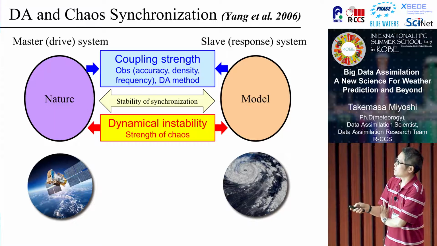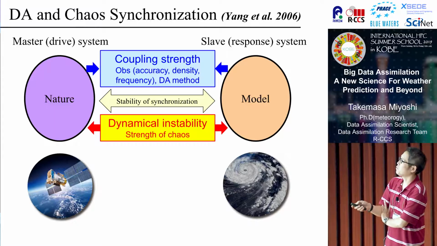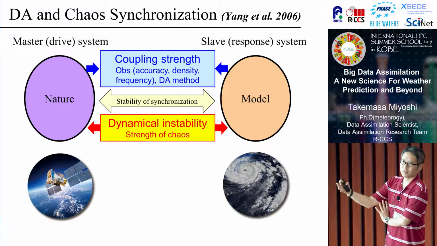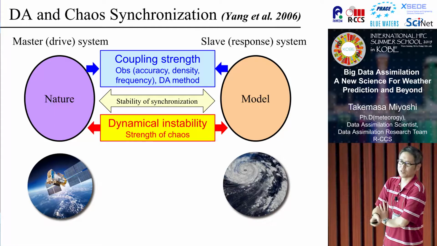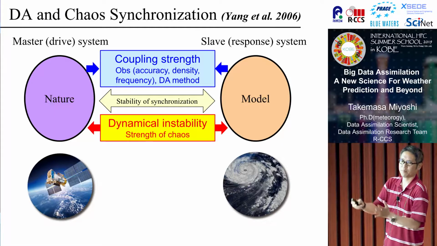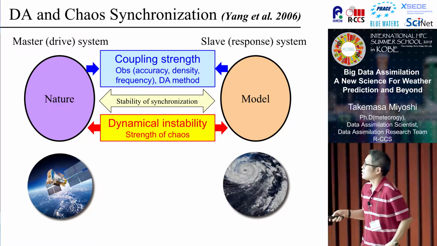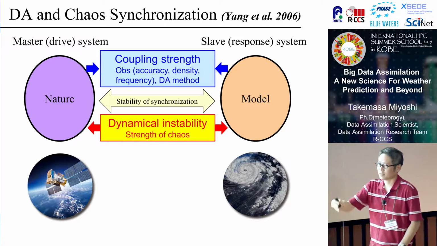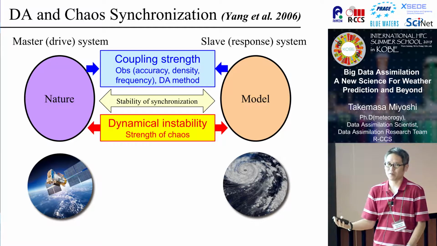If we have a strongly chaotic system, then we need more accurate, dense and frequent observations, like the case that I showed. Because convective weather is highly chaotic and changes very quickly. In 10 minutes, it changed very quickly. That's why we had to use data every 30 seconds. That's not the regular weather forecast.